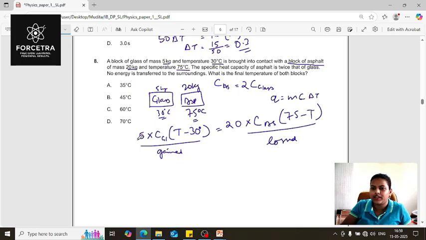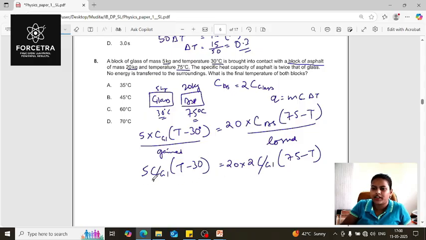So equating this, and we just substitute it here. So it would be 20 into 2 of C glass into 75 minus T, and in this side C glass into T minus 30 would be equal to this. So when you solve it, it would get cancelled and it would be 4 times. So it is 8 times of 75 minus T would be equal to T minus 30.